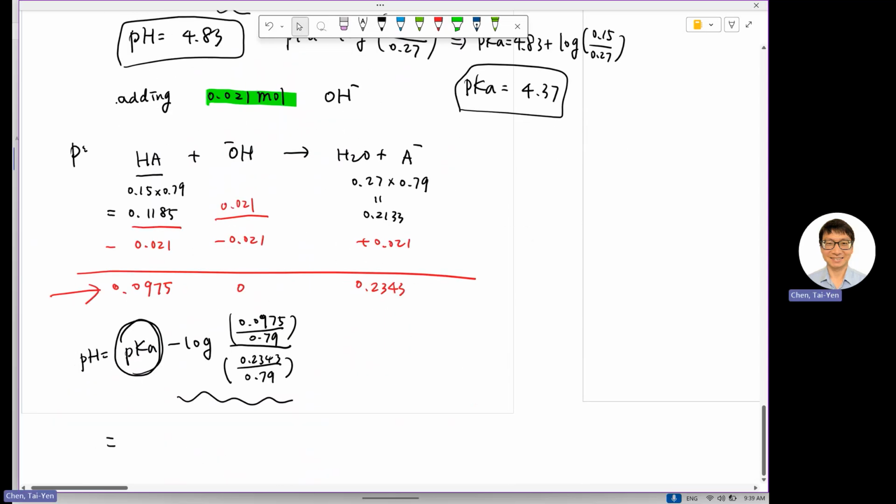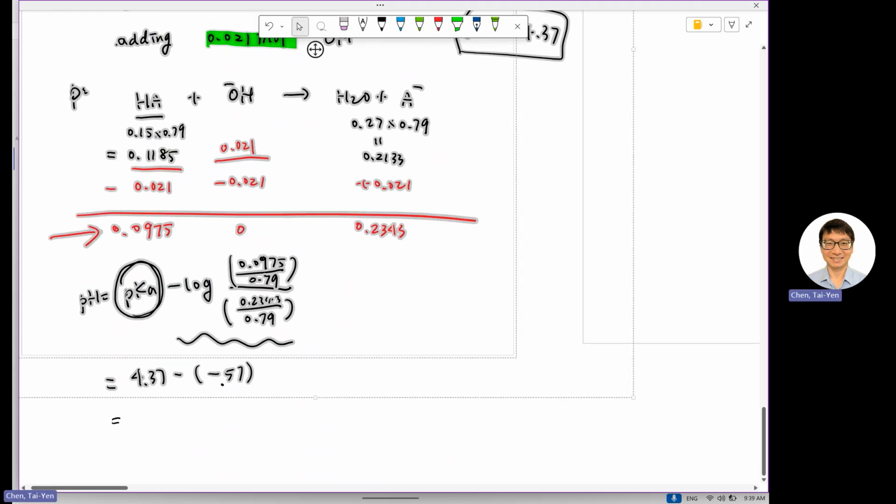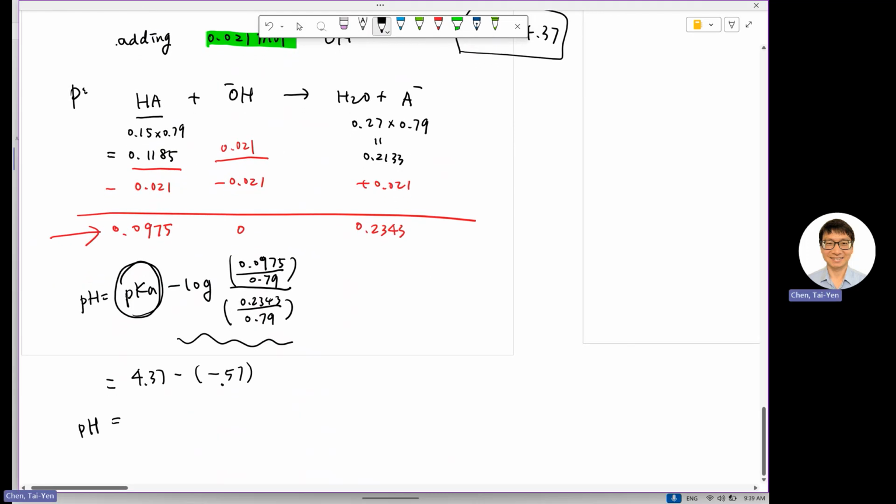Once you get it, come back to here. 4.37 minus, what's this value? Negative something? Negative 0.57, I guess. Therefore, you end up with the pH equals 4.94. Okay. So this is how you solve these specific questions.